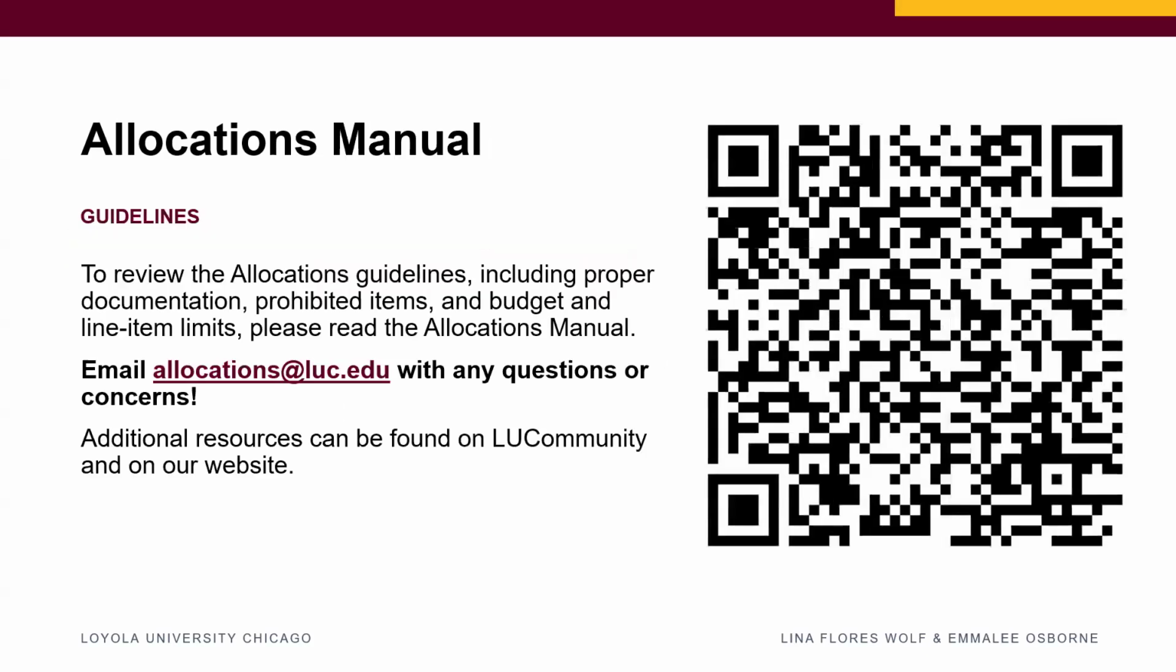Finally, we have our allocations manual. If you want to review the allocations guidelines, including proper documentation, any prohibited items, budget and line item limits, please read the allocations manual. If you have any questions, you can email allocations and find additional resources on LE Community and on our website. I strongly encourage you to take a look at the allocations manual. It includes a lot of information about types of documentation that you can submit.